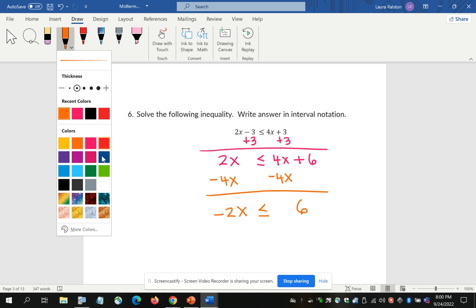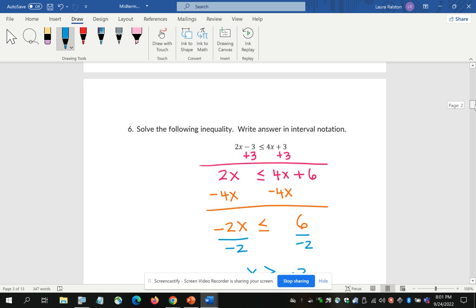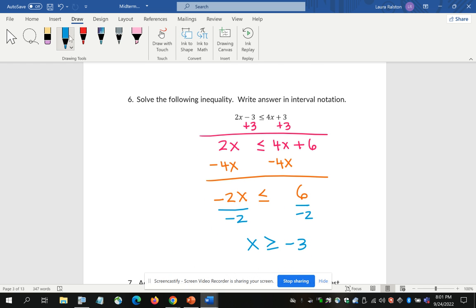I'm then going to divide both sides by -2. And this is where the special rule comes into play. Because I've divided by -2, I have to invert my symbol, meaning to flip it to the other direction. And 6 divided by -2 is -3. So my solution is x is greater than or equal to -3.